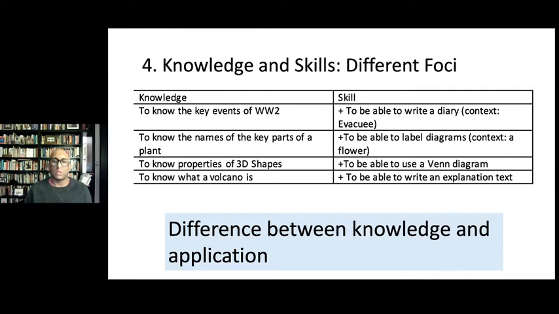We've already talked about taking out the context, but now maybe you might even start to think about separating the knowledge learning intention and the skill learning intention and how they're different. Do you want to know the names of the key parts of a plant? That is the knowledge. But I want you also to be able to label diagrams. I want you to know properties of 3D shapes, but I want you to be able to use a Venn diagram. I want you to know what a volcano is, and I want you to be able to write an explanation text. These further divisions between knowledge and skill will further help clarify what it is that you want the students to know and how you're going to assess it.